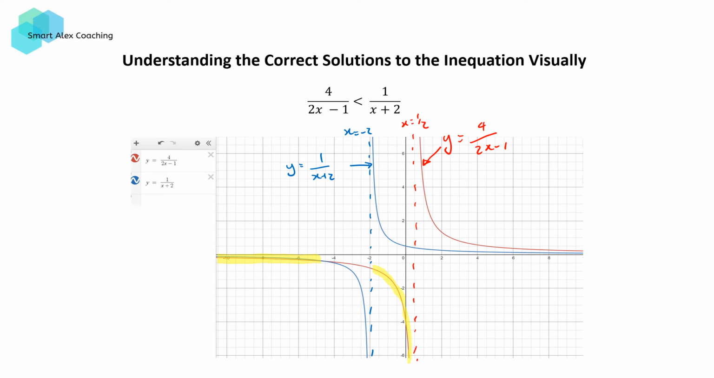And if we relate this back to our original solution, recall that our original solution was x is less than -4.5, or x is less than 1/2 but greater than -2. You can see that our solution here in fact corresponds to the values of x where our red graph, 4 over 2x minus 1, is less than the blue graph, 1 over x plus 2.